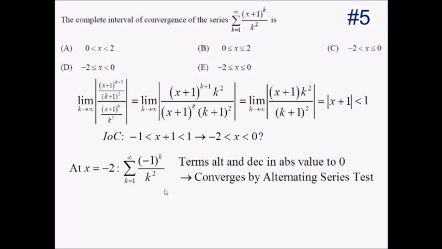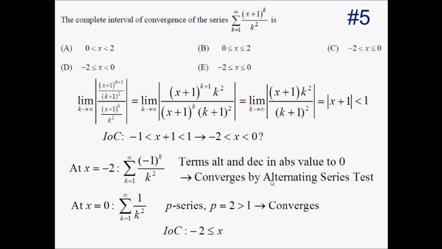Now for the other endpoint, 0, if I plug that in up here, I've got 1 to the k, which is just 1 over k squared. Now this is a p-series with a p-value of 2. Since that's bigger than 1, that means this is going to converge by the p-series test. So for my final interval of convergence, I can write -2 less than or equal to x, because we converged by the AST on that endpoint. And then I can write less than or equal to 0 because we converged again by the p-series test. So that ends up being choice E.